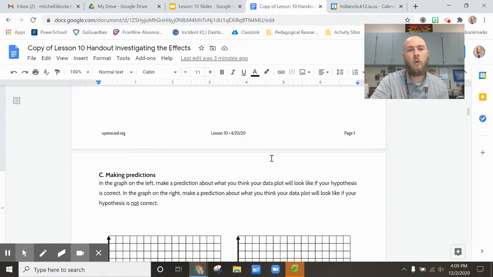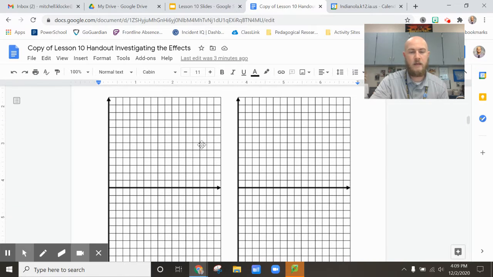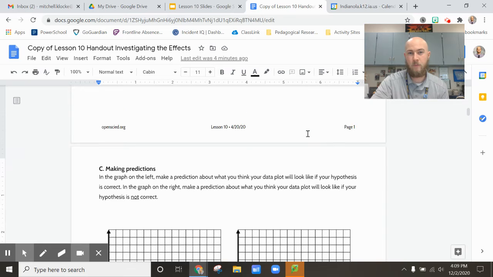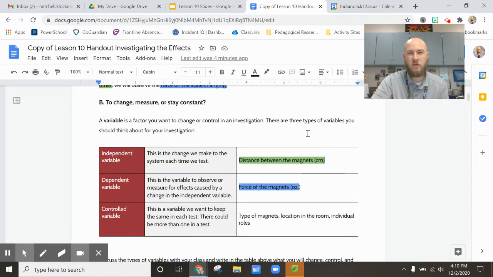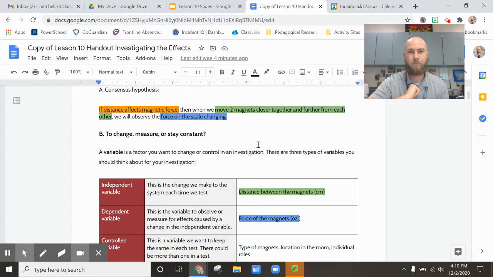down below, I have two graphs for us in this section C where it says making predictions. In these two graphs, we want to show what they would look like for, on the left one, when our hypothesis is correct, and on the right one when it is not correct. Before we do that, let's remind ourselves what a hypothesis is. Take a moment and read through the hypothesis.